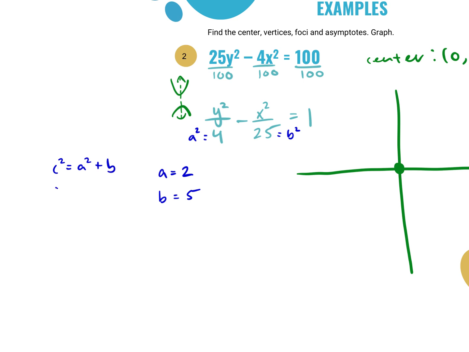a squared plus b squared. Awesome. So c squared equals 4 plus 25. So c squared equals 29. Take the square root. Can't simplify the square root of 29, so we can just leave it as square root 29. But let's approximate it to help us with graphing. So square root 29 is just a little bit more than square root 25. So this would be about 5-ish. So we could call it 5.5 if you want. It's going to be a little bit more than 5.